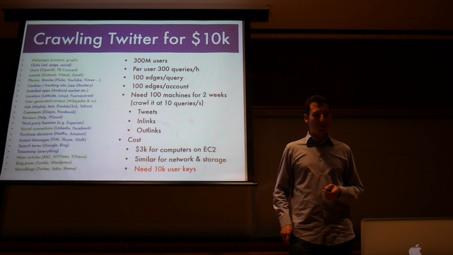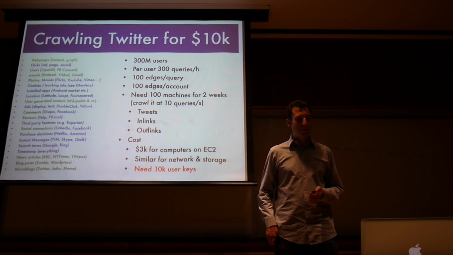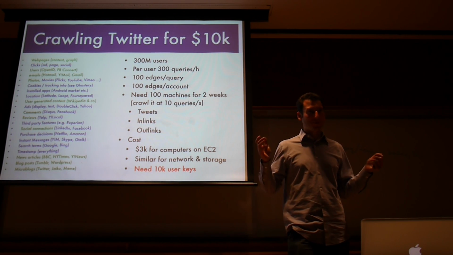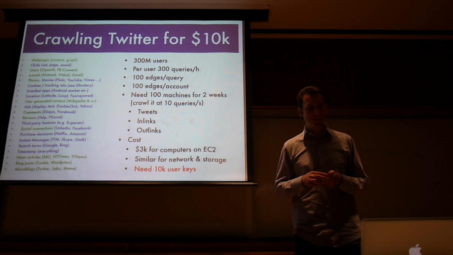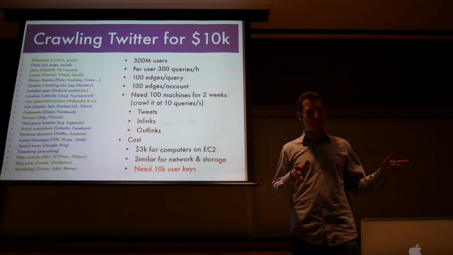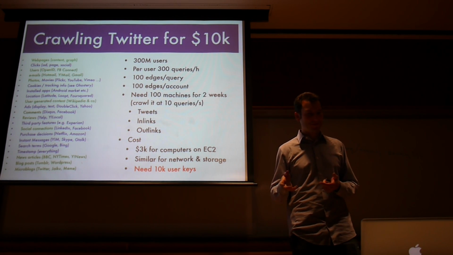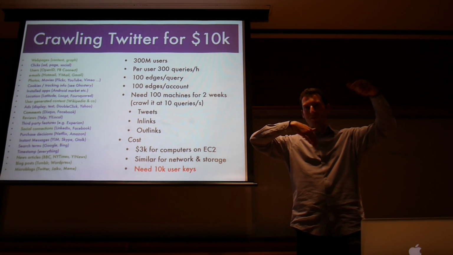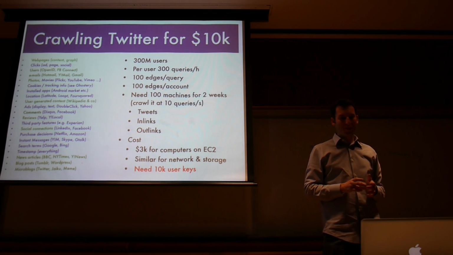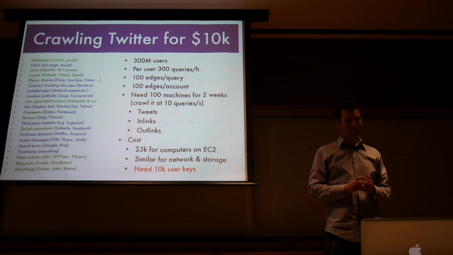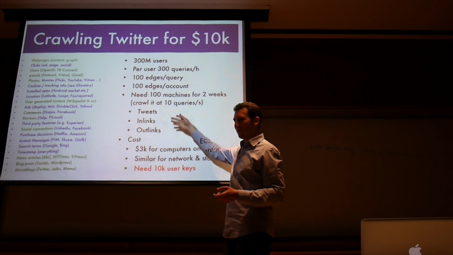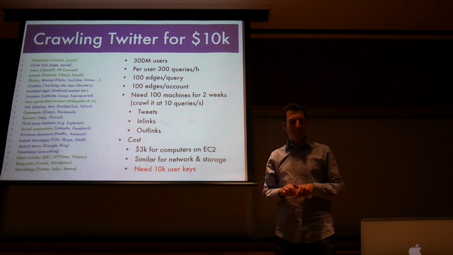If we wanted to crawl Twitter, that would be a bit easier. You can do it for maybe about $10,000. So let's say they have about 300 million users. Per user who actually signs up for your service, which provides something else, maybe Dancing Hamster or whatever, you can issue about 300 queries per hour. Now you can get about 100 edges per query and 100 edges per account. So basically you can get 100 tweets per request and also 100 followers and 100 followees. I might need about 100 machines for 2 weeks, and crawl it at a reasonable rate to get tweets, in links, out links. And if you do the math and just go through the similar numbers as what I showed you before, it might cost you about $3,000 on EC2.